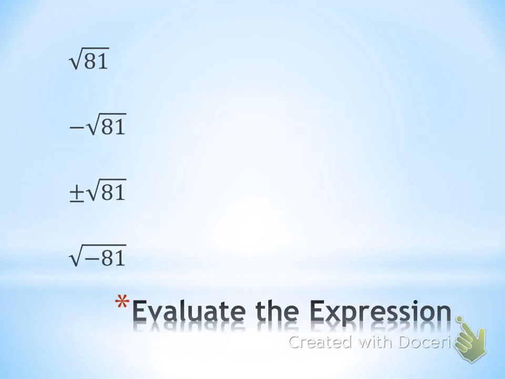All right, so let's go through and solve these. The square root of 81 is what, Jake? 9. Very good. The negative square root of 81 is what, Sam? Negative 9. Very good. Don't forget to transfer that negative sign. The positive negative square root of 81 is what, Caroline?